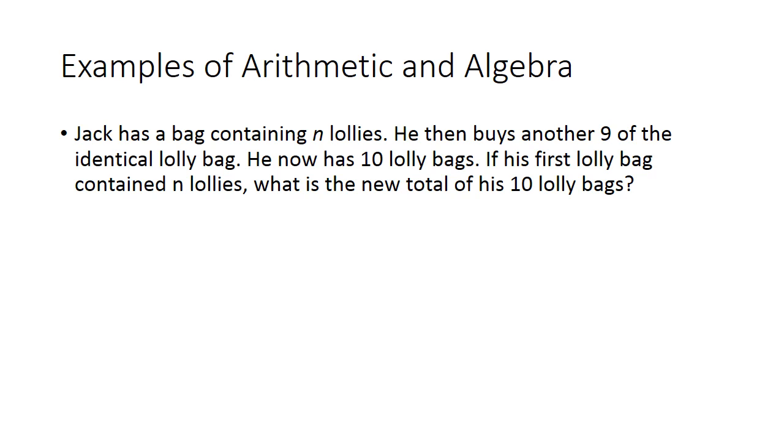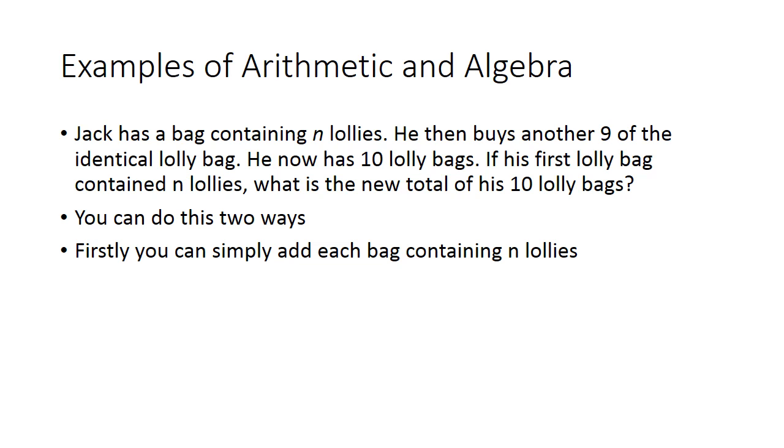Okay, starting with N lollies, what's he going to end up with? We can do this 2 ways. One way, and this is probably the longer way, is you can just add up each bag containing N lollies. So that's N plus N plus N plus N plus N, 10 times. What does that give you? Well, that gives you 10N. 10 times N or 10N. Because we've added them up, it's 10 times N.